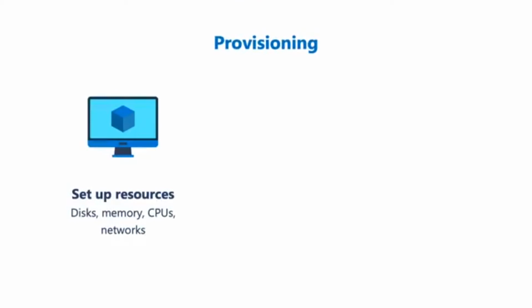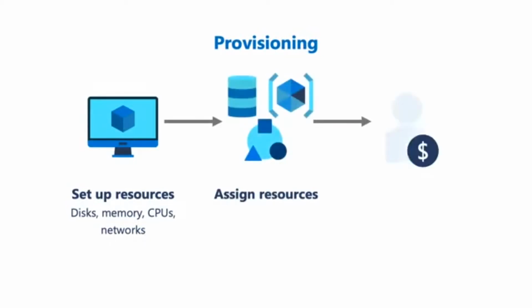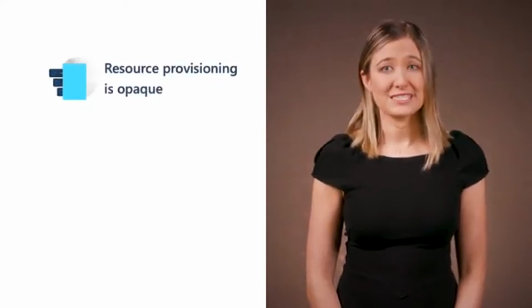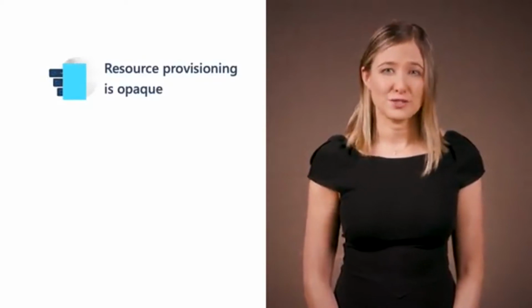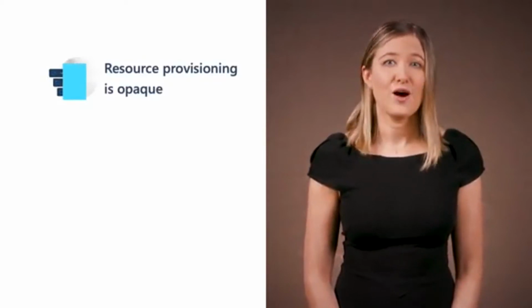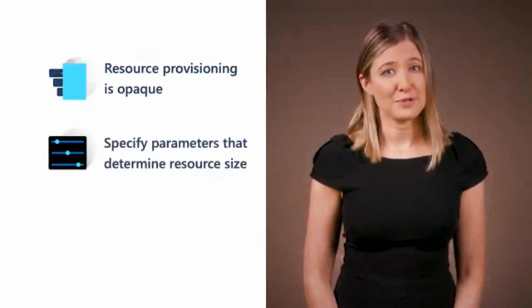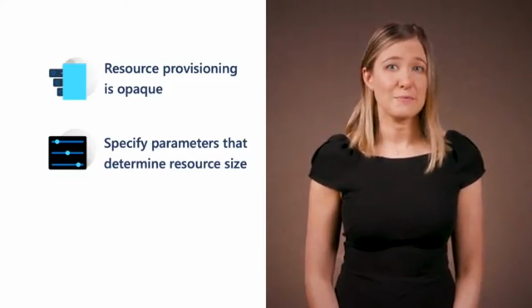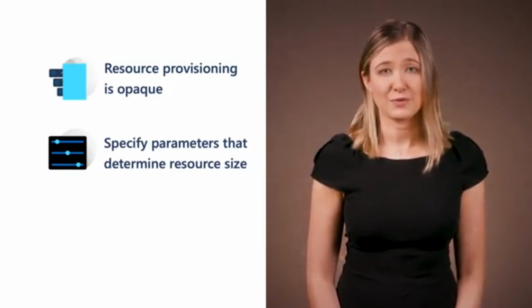Behind the scenes, the service provider will set up various resources, disks, memory, CPUs, networks, and so on, required to run the service. You'll be assigned these resources, and they remain allocated to you and charged to you until you delete the service. How the service provider provisions resources is opaque, and you don't need to be concerned with how this process works. All you do is specify parameters that determine the size of the resources required, how much disk space, memory, computing power, and network bandwidth.